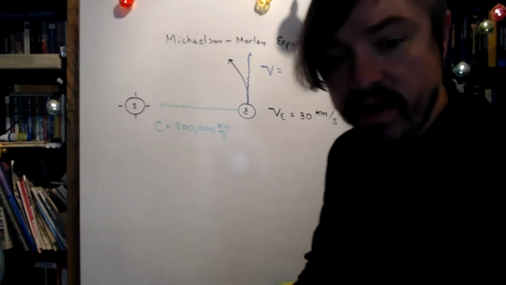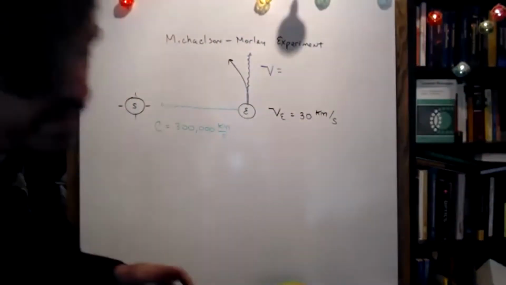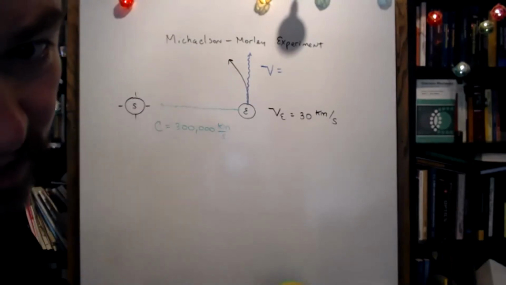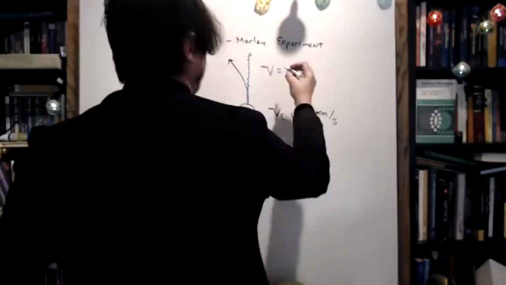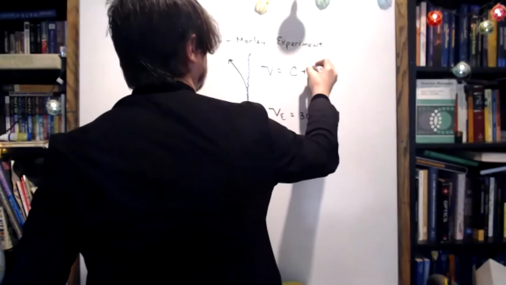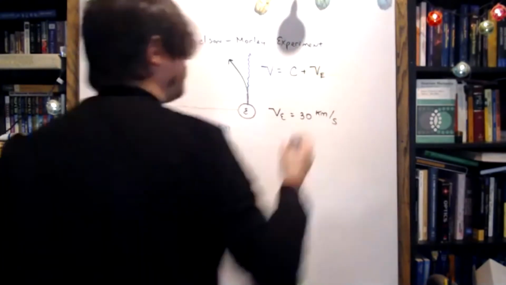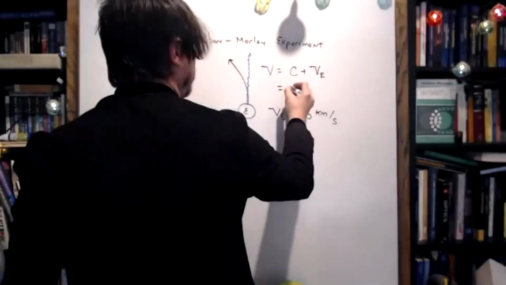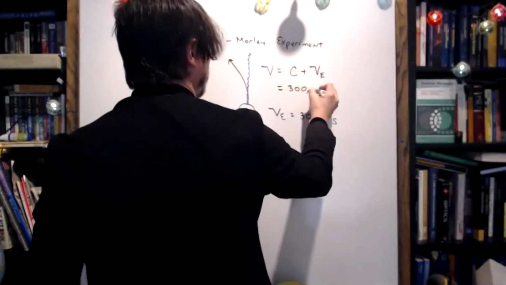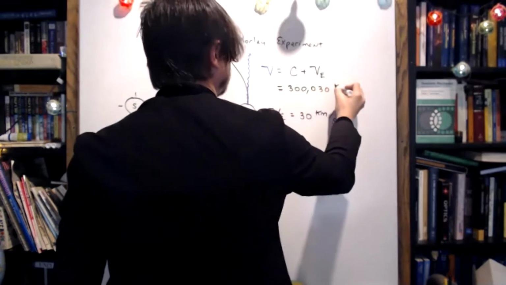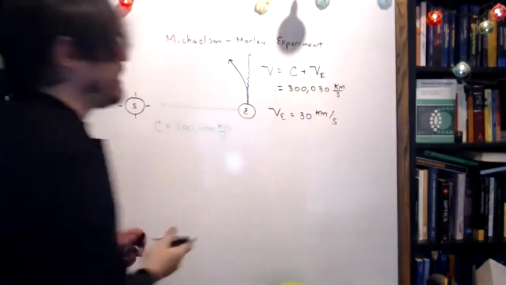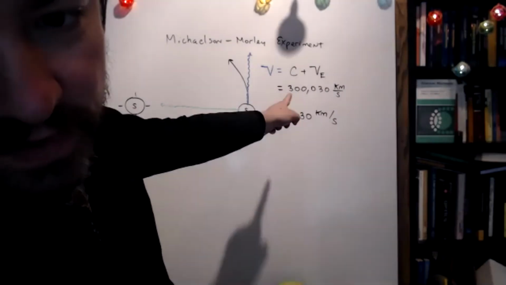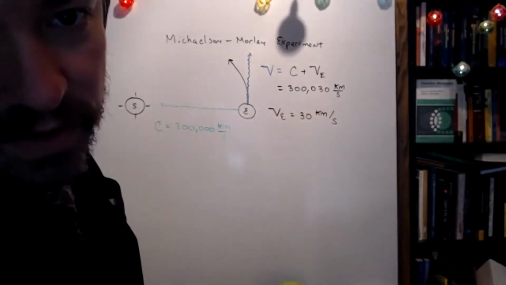Thank you, Cameron. Cameron understands me. He says, according to the Galilean transformation of velocities, it will be the speed of light plus the velocity of Earth, which is 30 kilometers per second, for a net total of 330 kilometers per second. The velocity of light plus the velocity of Earth.